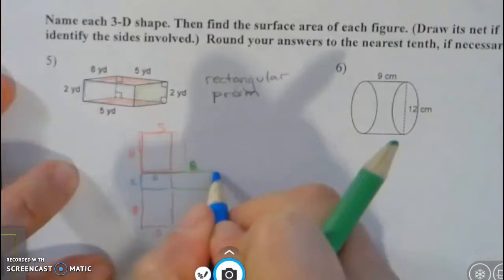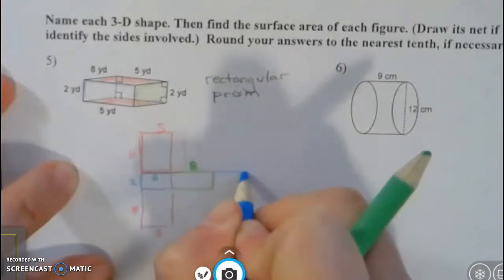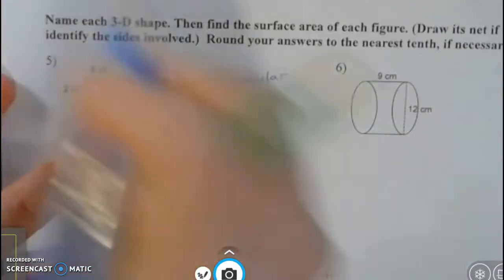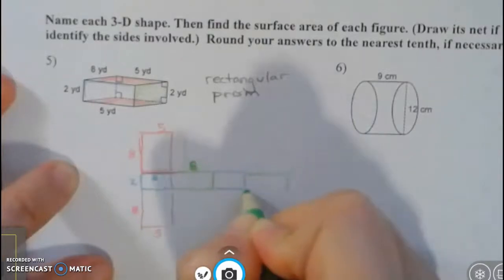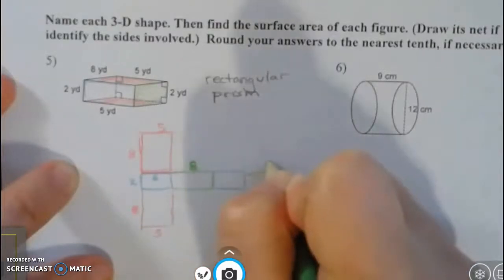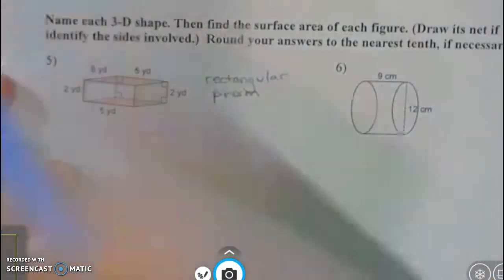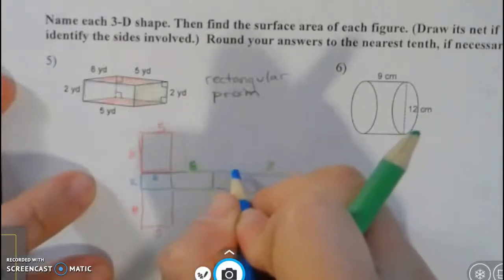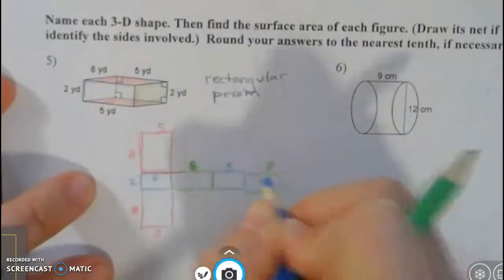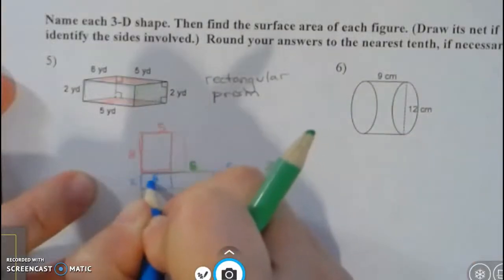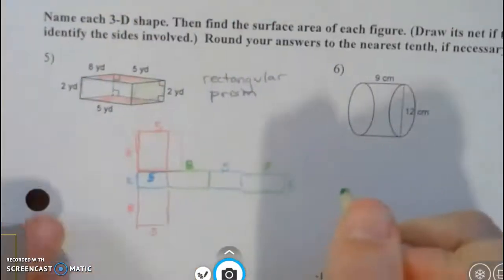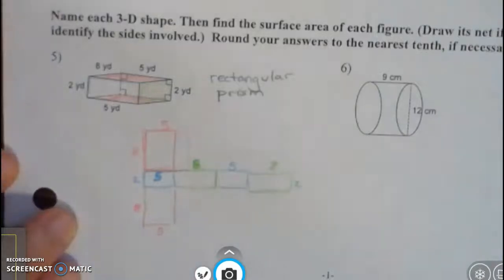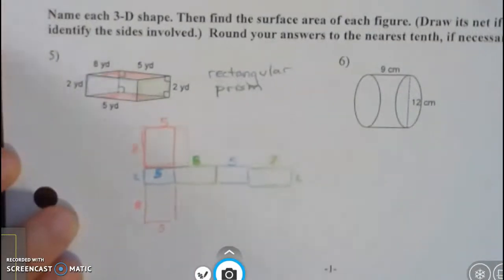And then on the other side, you have another smaller rectangle, and then yet another green rectangle that has the dimension of 8. And this one has the dimension of 5, just like this one is 5 as well. And this length is going to be 2, just the same as this.